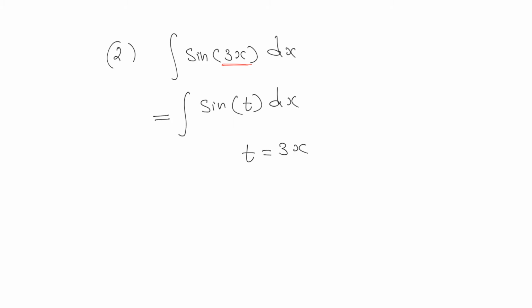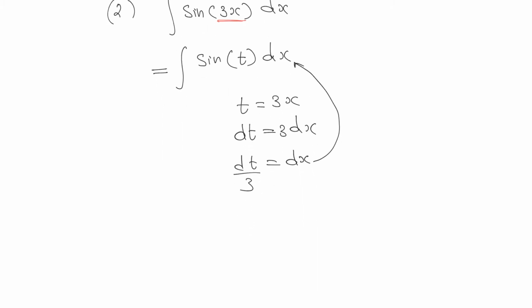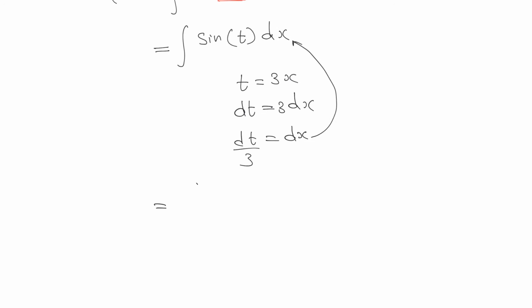Now we can just differentiate this equation so that we'll get the value of dx in terms of dt, that is dt is equal to nothing but 3 dx, or you can write the value of dx is equal to dt divided by 3. Now we can replace this value over here, so we can write this is equal to nothing but integration of sine t dt divided by 3. Now it is in the direct form of integration.